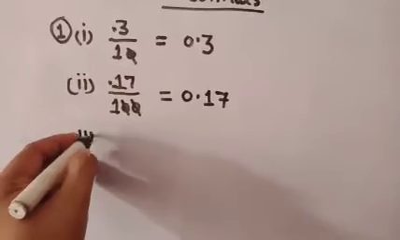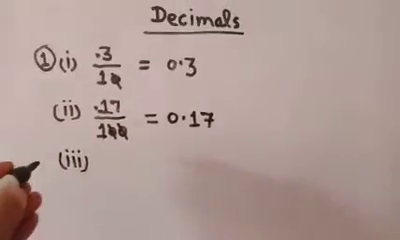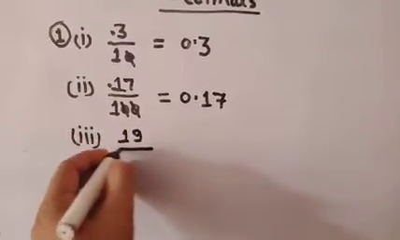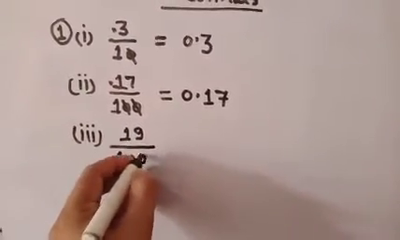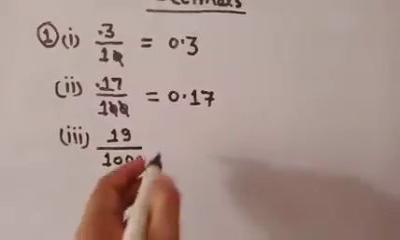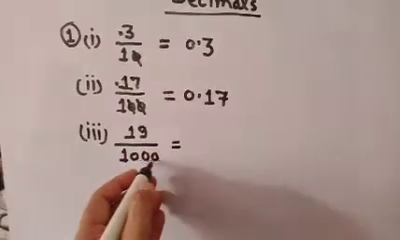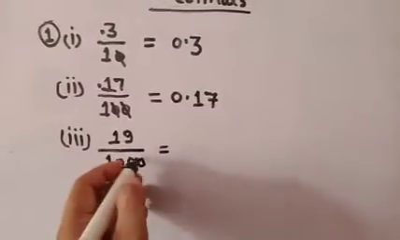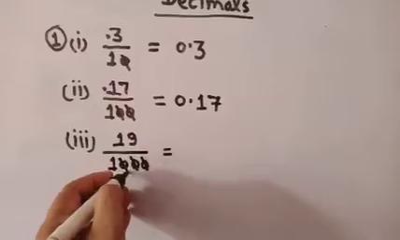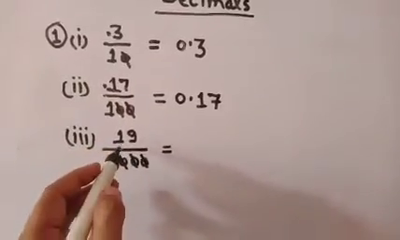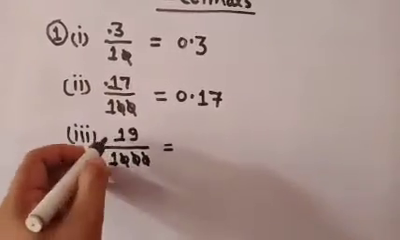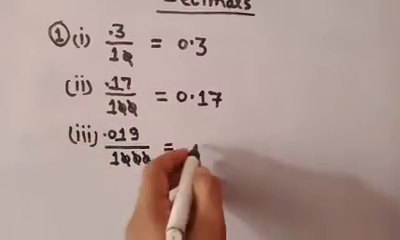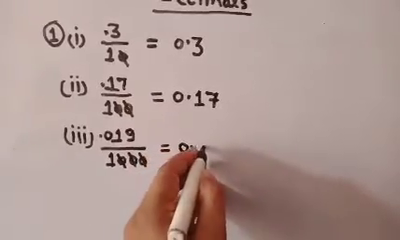Another example, 19 upon 1000. Look here, there are three 0s, but in the numerator there are only 2 digits. Then skip the three 0s, put the decimal before 3 digits, 1 2 3. Now mark a 0 in front of 19 and put the decimal. The answer is 0.019.